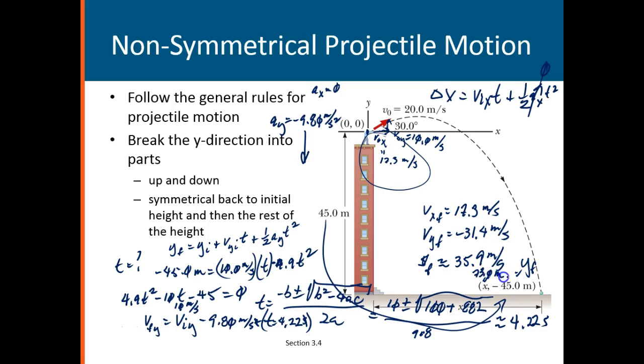73.0 meters. Okay, let's see how the book did. They got 73.1. I'm guessing they rounded poorly or something like that. All right, good deal. Any questions on that?